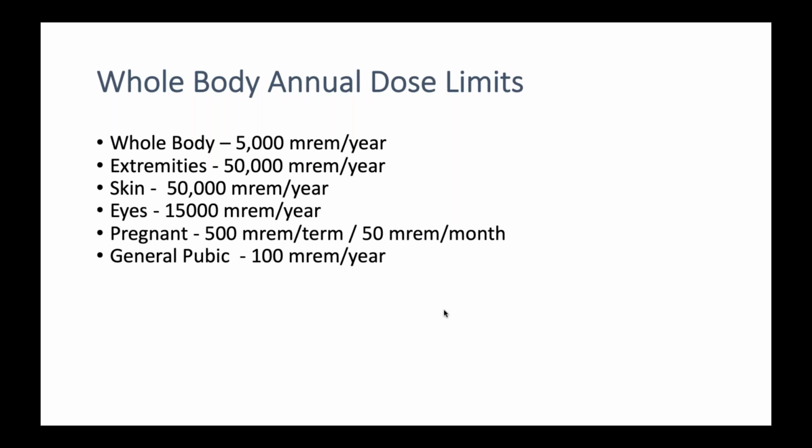Extremities, 50,000 millirem per year. Why is it so much higher for extremities? Well, because radiation can affect certain organs more than others, and so extremities are considered less susceptible to short and long-term effects from radiation. Skin, 50,000 millirems. Eyes, 15,000 millirems per year. Pregnant women, 5,000 millirems per term, 50 millirems per month, and the general public, and this is on top of the background exposure, 100 millirems per year.